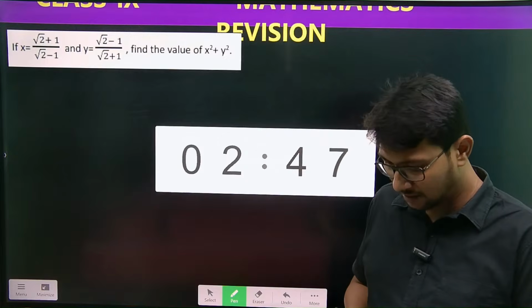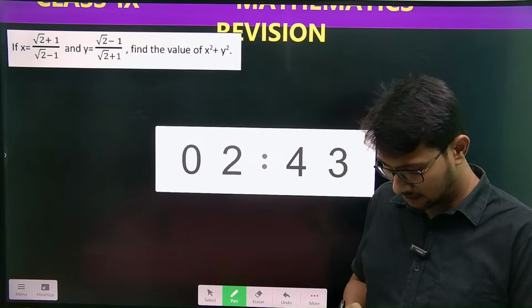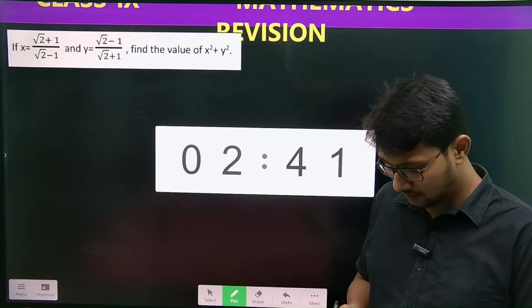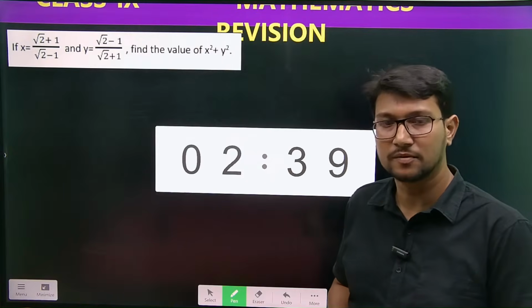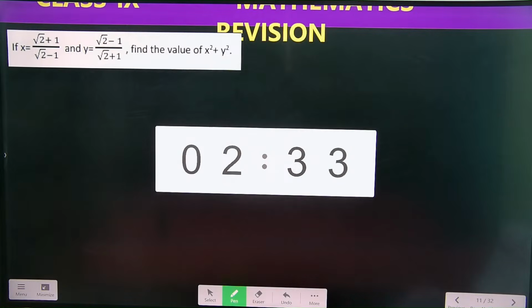And very few are joining. What happened? You just share it with your friends. They can also take the advantage of this class, बच्चों. Okay. चलो finish करो फटाफट. How many of you completed? बोल दो. How many of you?